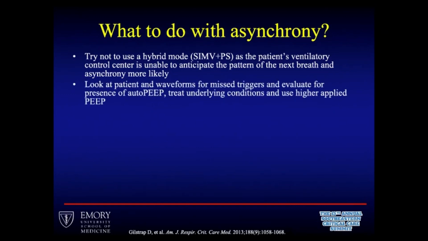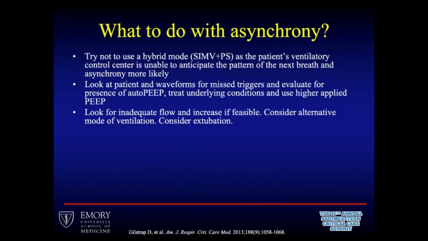So asynchrony is known to be more common in hybrid modes. You need to look at the waveforms in the patient and look for missed triggers. You have to look at the pressure and flow curves to look for missed triggers. They're easy to miss, and that can be a sign of auto-PEEP, which you need to address potentially as the underlying disease, or use higher applied PEEP. Look for inadequate flow. That's easier to identify, and then change the flow rate or pattern.